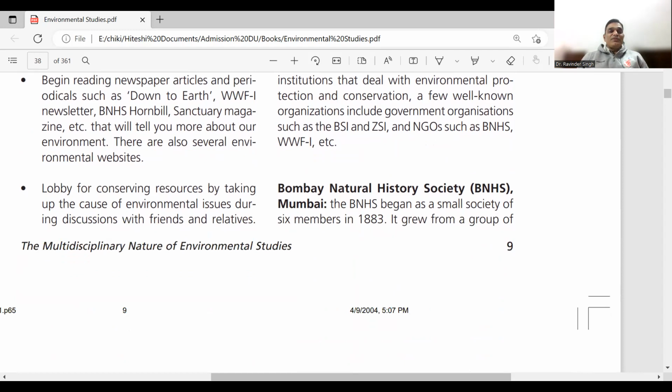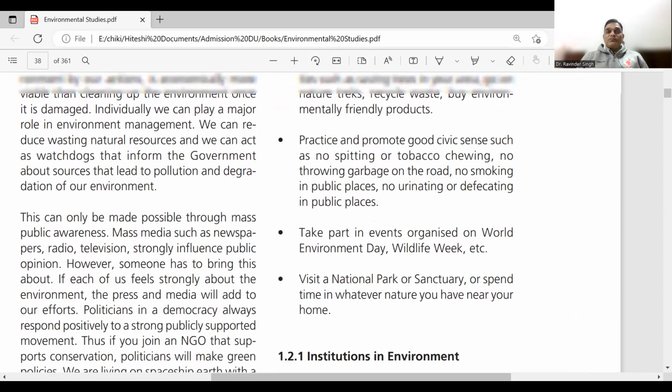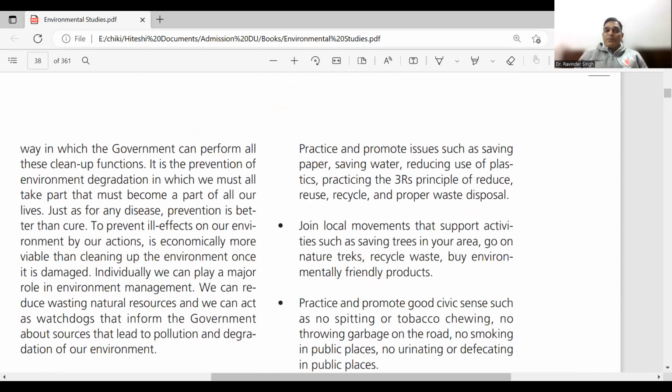Lobby for conserving resources by taking up the cause of environmental issues during discussion with friends and relatives. Practice and promote issues such as saving paper, saving water, reducing use of plastic, practicing the 3 R's principle of reduce, reuse, recycle, and proper waste disposal.